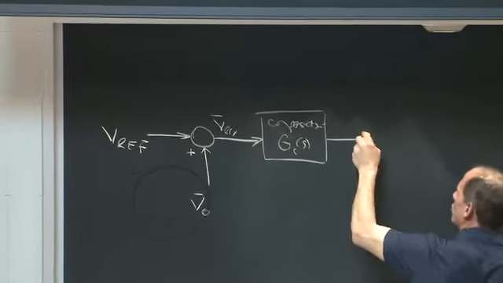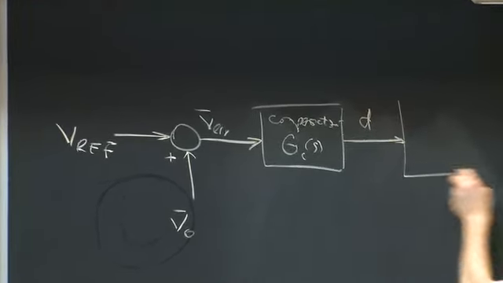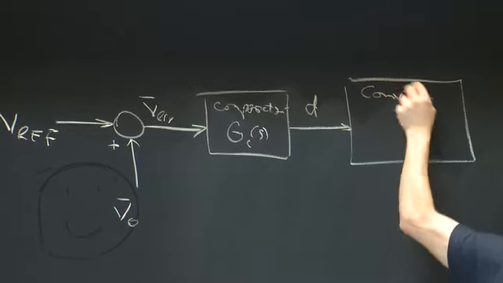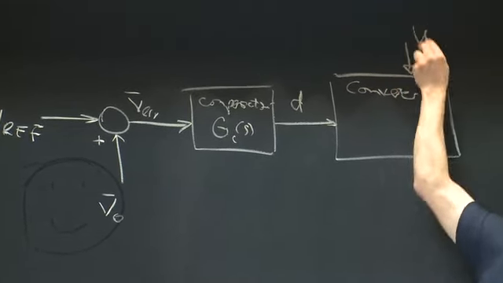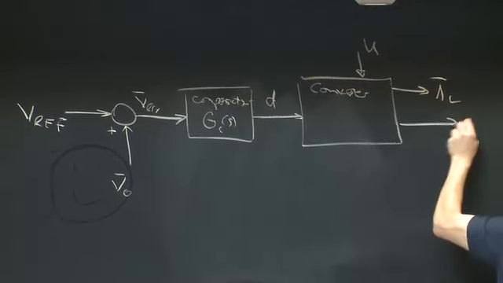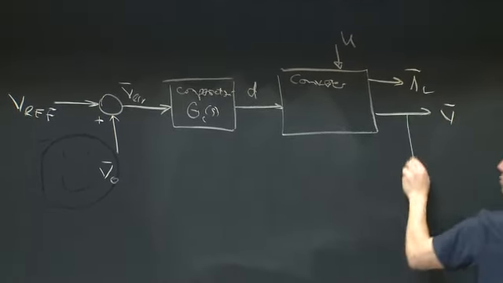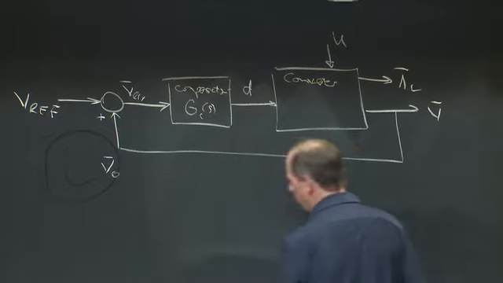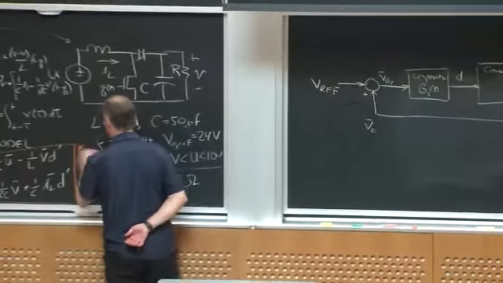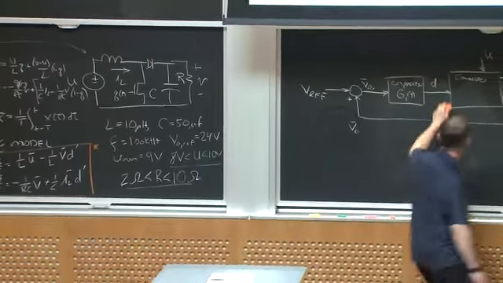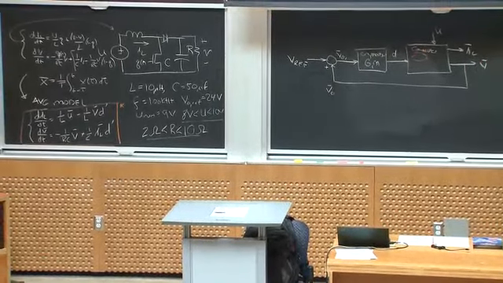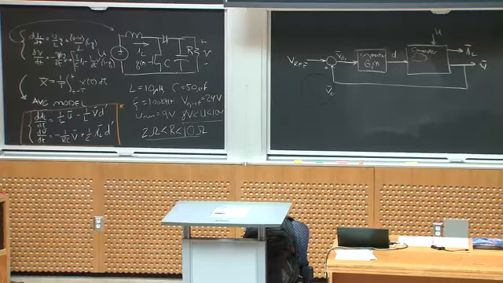And then I'm going to get a duty ratio, and then I'm going to put that into the model for the converter. The converter also has an input U, the input voltage, and out comes IL bar and V bar, which is the thing I want to control, and I feed that back, right? So I could take this set of equations and stick it in here, and suddenly I would have a model for my control system, okay?